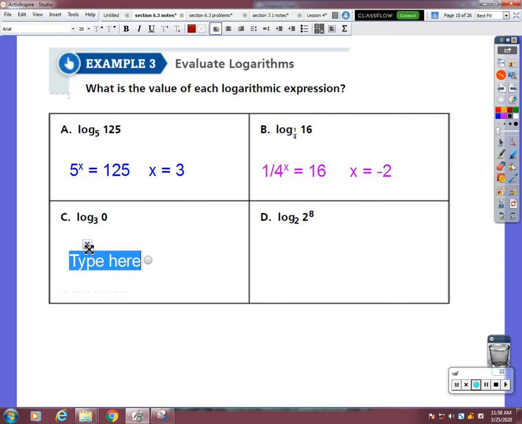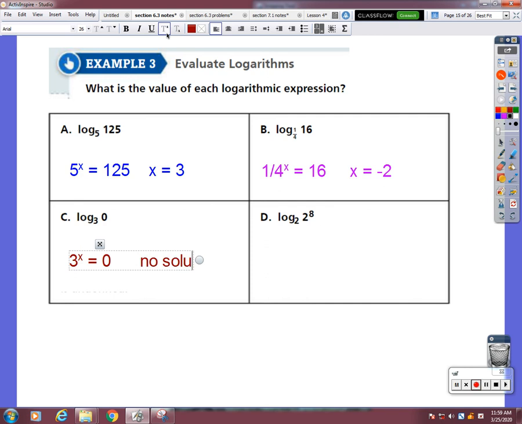Alright, let's do another color switch here. So then this says log base 3 of 0. What does that equal? So I'm being asked 3 to what power equals 0? Well, that's a funny question. There is no number that I can raise 3 to and get 0 as an answer. Remember, anything to the 0 power is equal to 1, but I can't raise a number to a power and get 0.